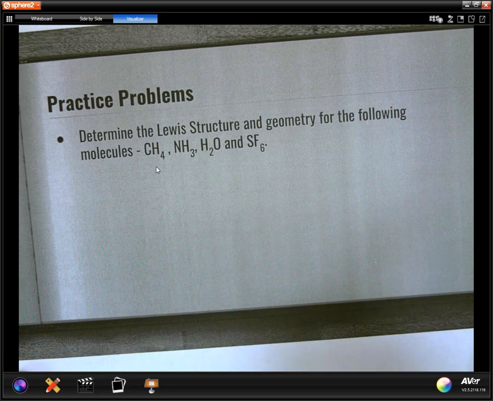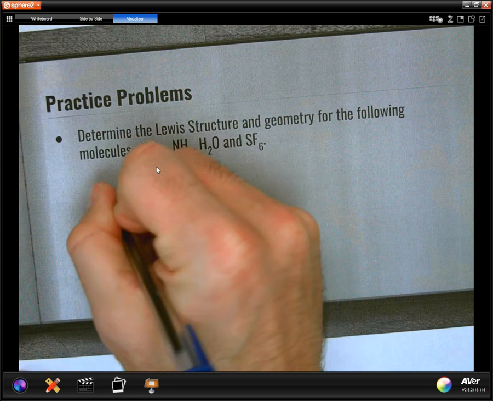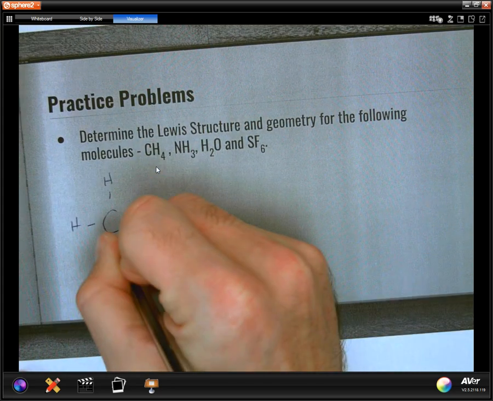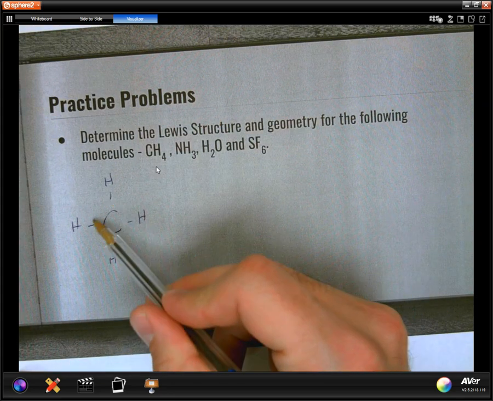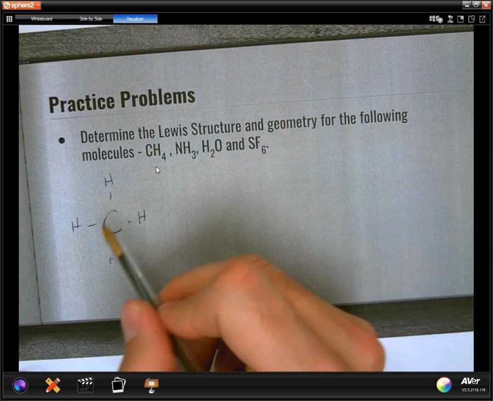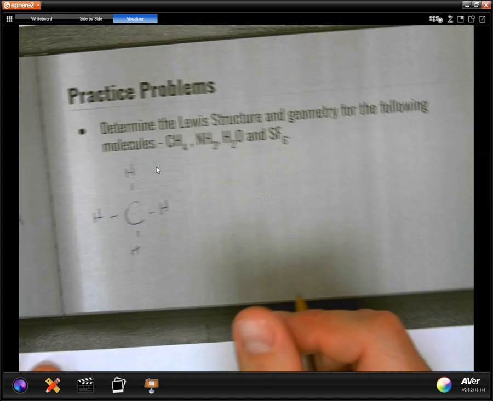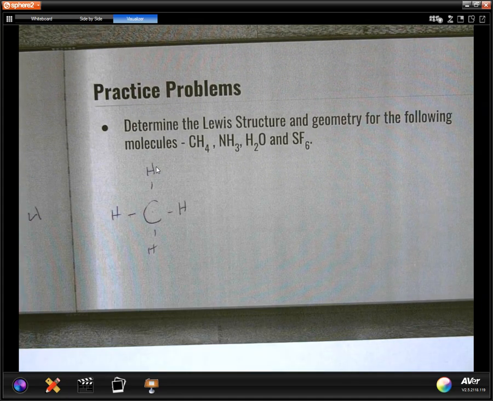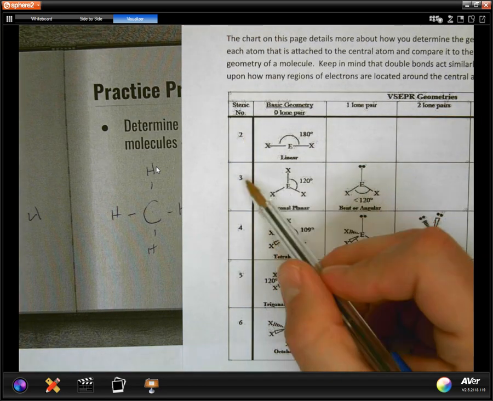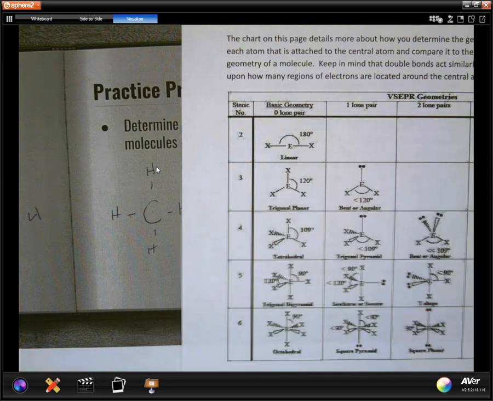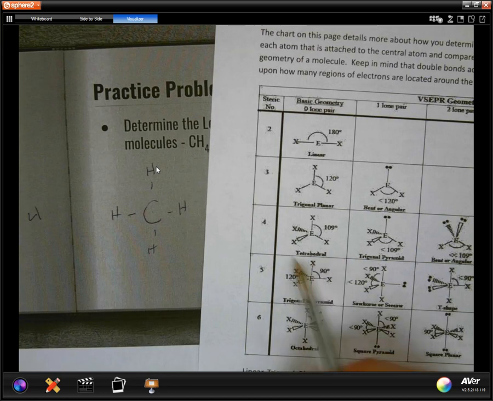So first of all, I want to draw my Lewis structure for carbon with 4 hydrogens. We've already done this a lot, so I'm going to jump ahead and call it CH4. So now I need to identify how many electron regions it has around my central atom. I have 1, 2, 3, 4. So there are 4 areas around that central atom. So now as I look on my chart here, I look for what has 4 regions around the central atom. I see the 4 is here. And so overall, this is going to be some form of tetrahedral.